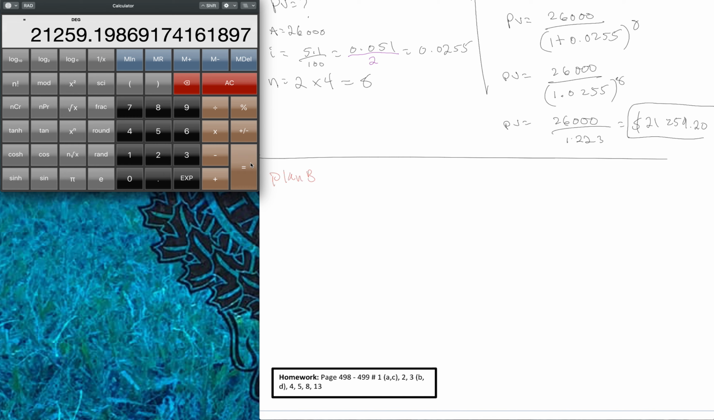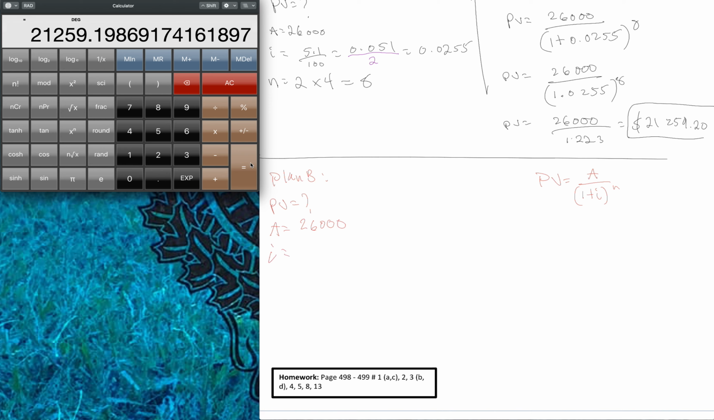So we'll do the Plan B stuff in red here, okay? And again, you're using the same equation. It's A divided by 1 plus I to the power of n. Okay, so I want to know what PV is, and then the amount is going to be 26,000.